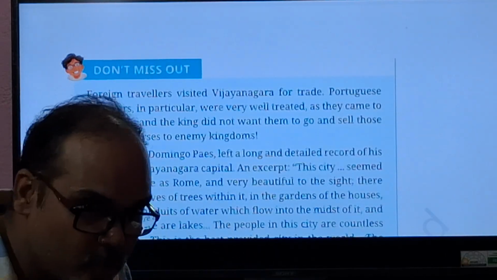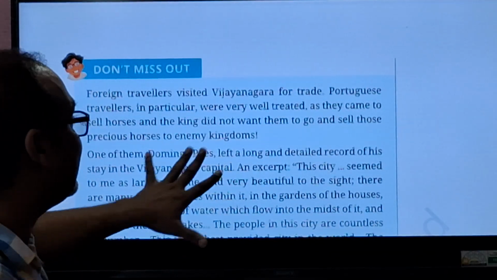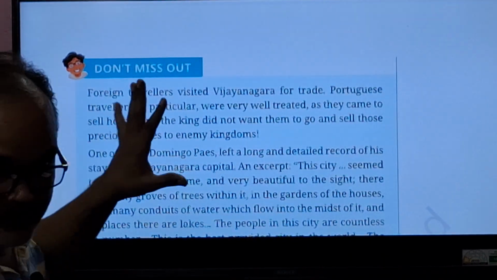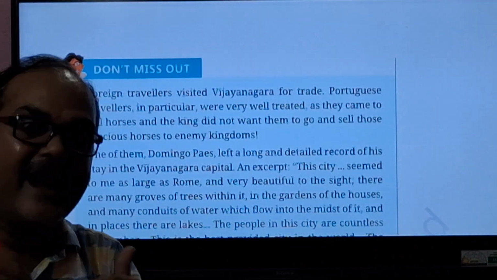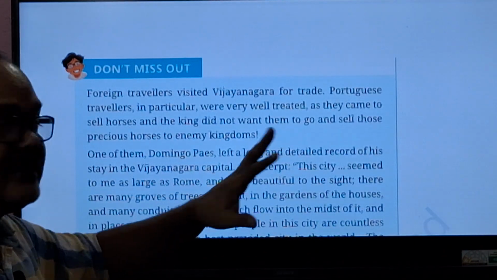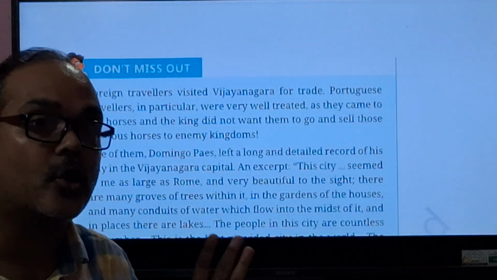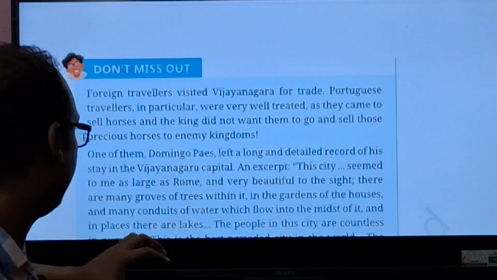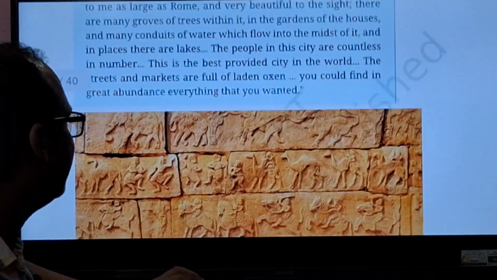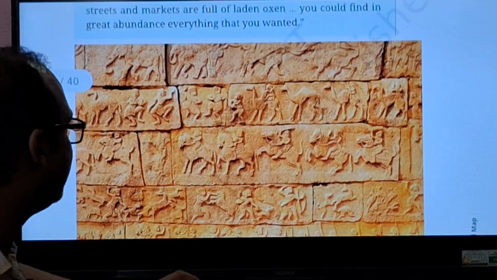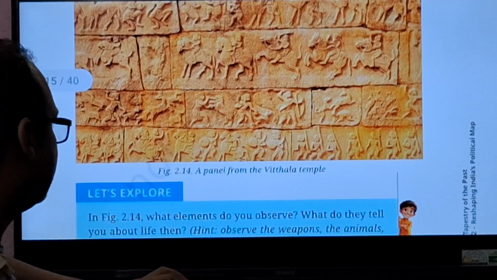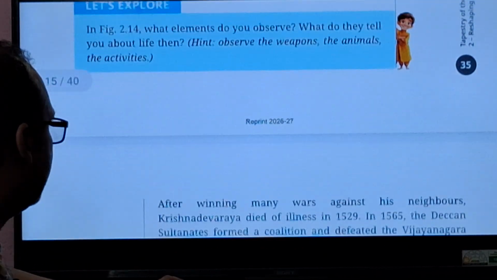So once again, you can note down that Domingo Paes was the Portuguese traveler who came to the Vijayanagar Empire, and he wrote about the Vijayanagar capital that this is like Rome. It's so beautiful, right? So many trees, lakes, rivers, everything is there. Whatever thing you are looking for, everything is there. A panel from the Vitthal temple is shown. This is it now. Next we see.